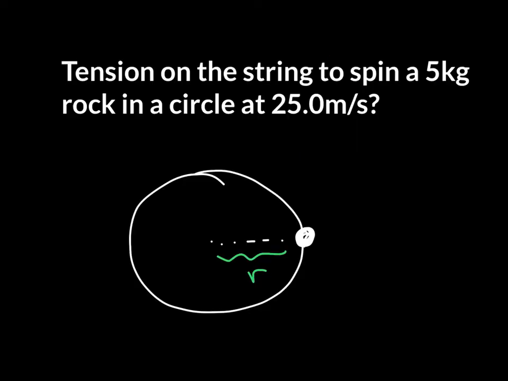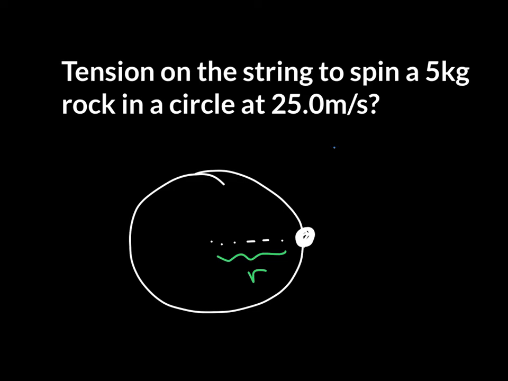Let's take a look. Let's say that for some unknown reason, you are whirling a rock on a string above your head at 25 meters per second. So you're spinning a 12-pound rock a little over 50 miles an hour above your head. It's dangerous. Don't do this. But it's physics. You live for danger. So let's see what we can do.